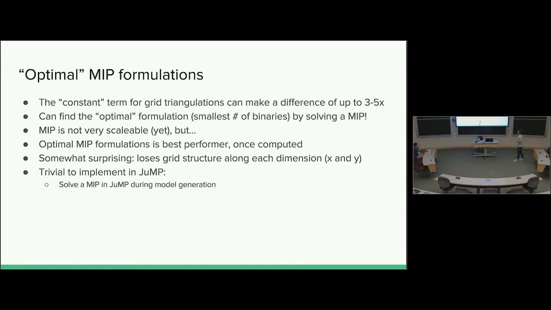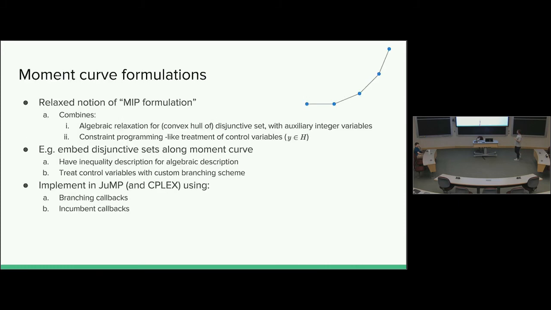But this is really trivial to implement in JuMP. You just solve a MIP when you're doing the model generation. And I think that's pretty cool that when you're constructing a formulation, you are solving an optimization problem to find the best formulation for another optimization problem.